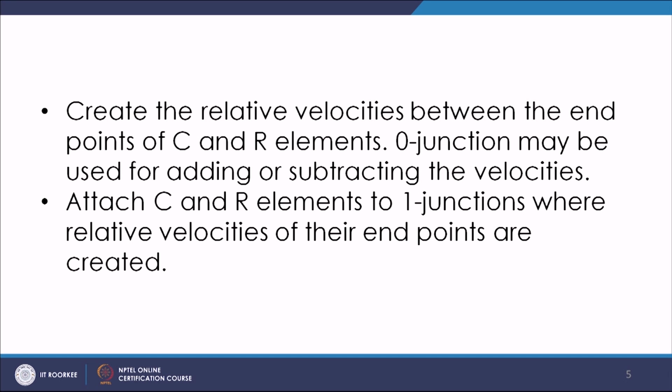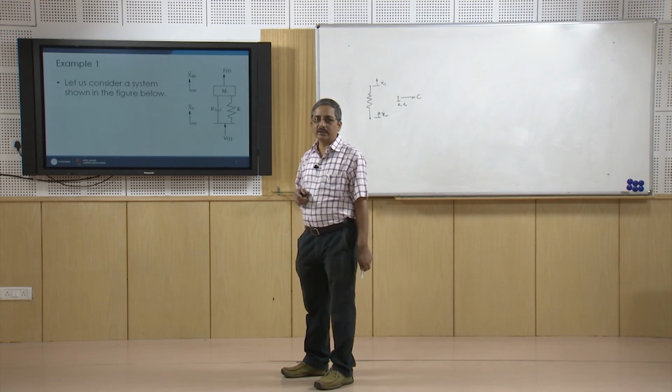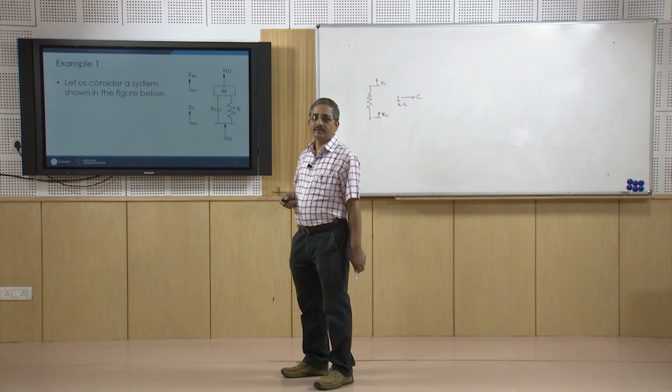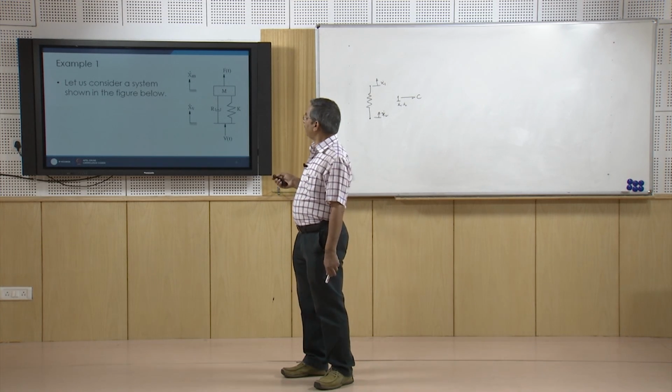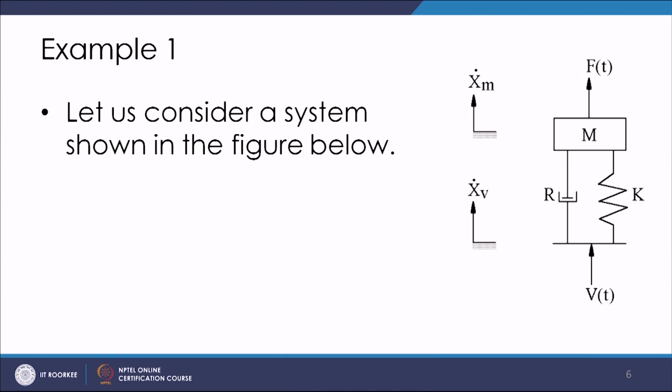So, this is how we can do it. We can follow this procedure to draw the bond graph model of the given mechanical system. Let us explain this concept with the help of some examples.